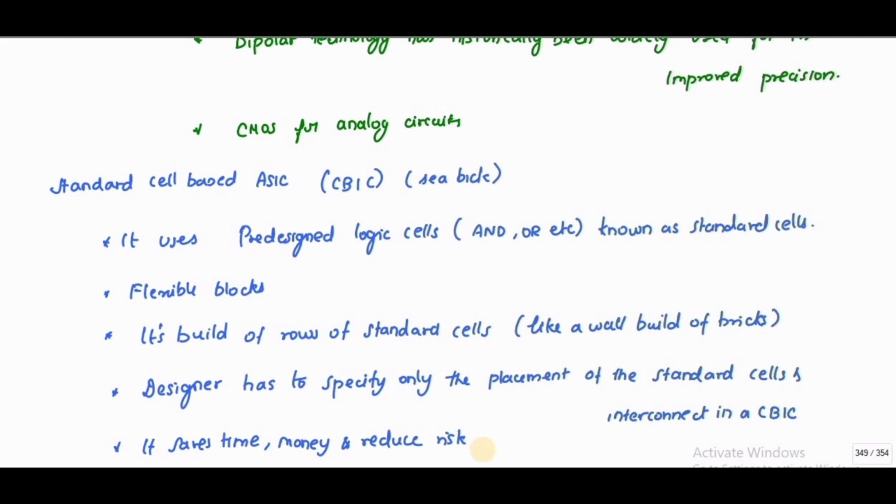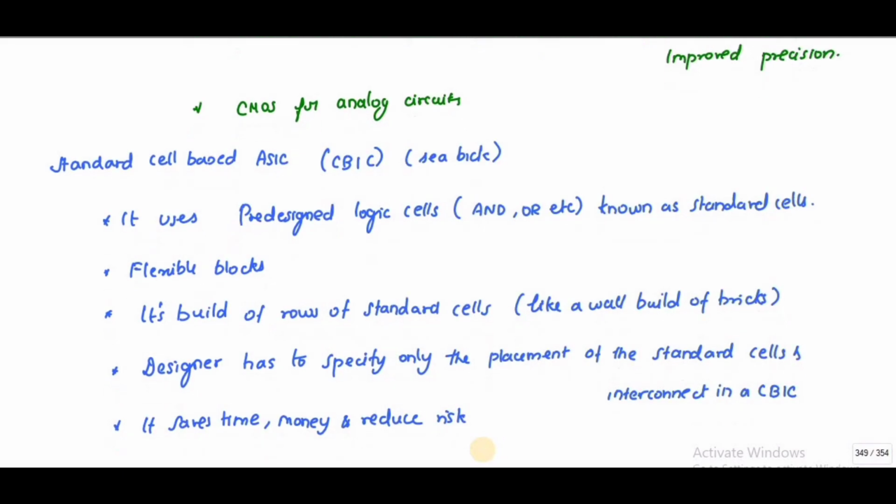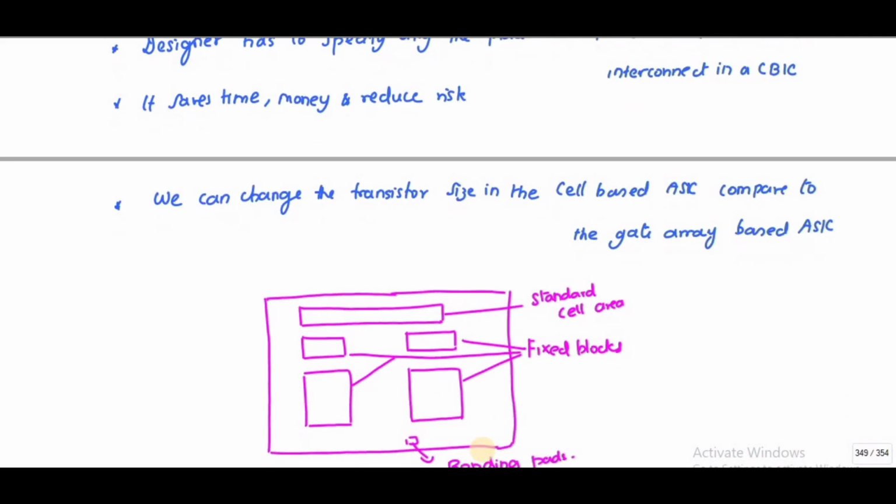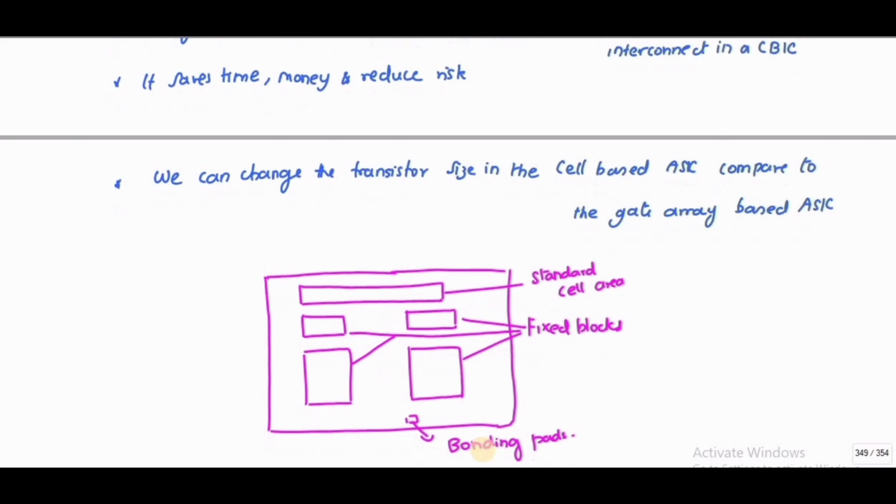Here it uses pre-designed logic, for example AND, OR, MUX, etc., which are known as standard cells. So they are flexible blocks. It is built of rows of standard cells, like a wall built of bricks. Here the designer has to specify only the placement of the standard cells and the interconnects in the CBICs. Therefore, it saves time and money, and it reduces the risk, whereas in full custom the risk is more. Here we can change the transistor size in the cell based ASICs compared to the gate array based ASICs.